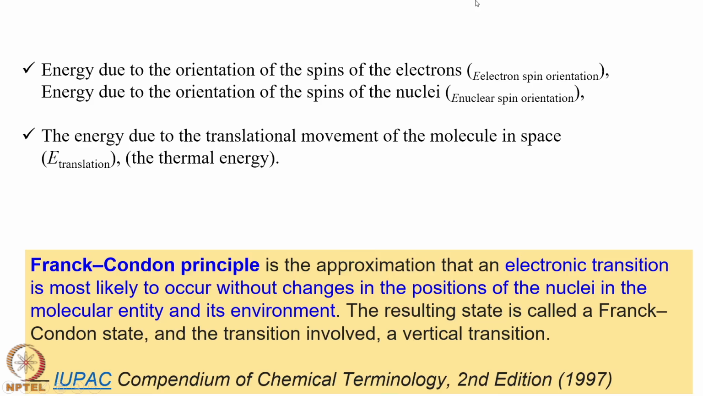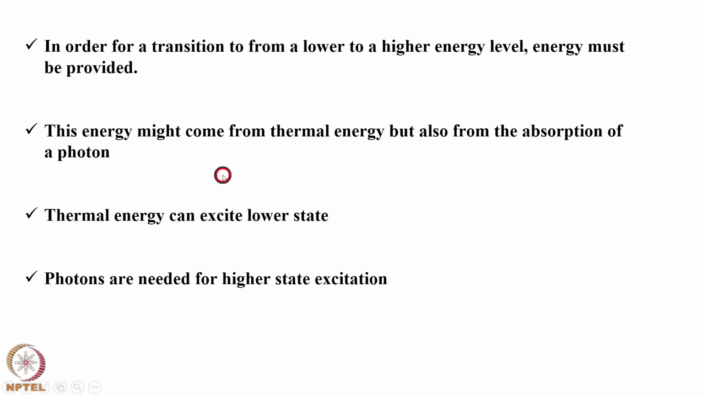If the nucleus moves a little bit, it does not matter; it is an approximation that says the electronic transition most likely occurs without a position change of the nucleus, and the transition happens vertically. We are going to discuss this concept in detail anyhow; I just wanted to give you a glimpse and introduction of this. So, for a transition from a lower state to a higher energy state, energy must be provided.